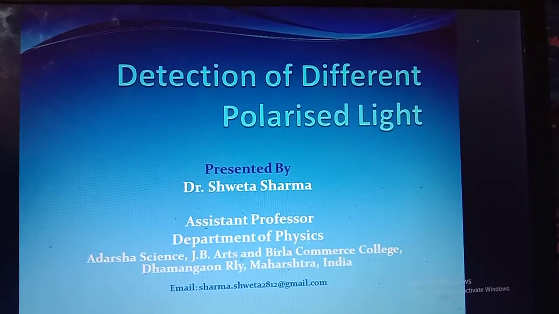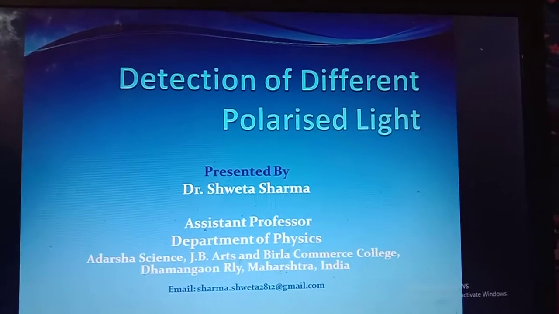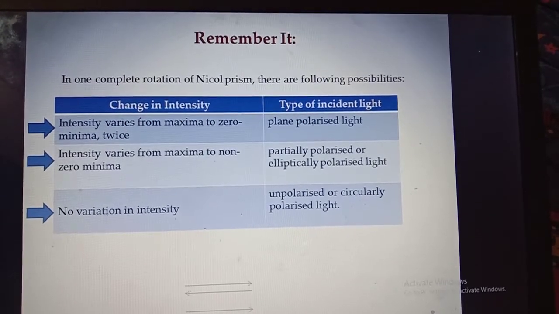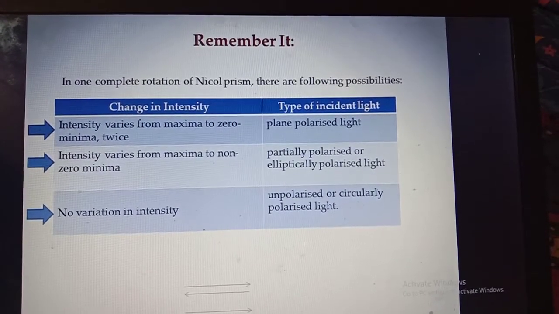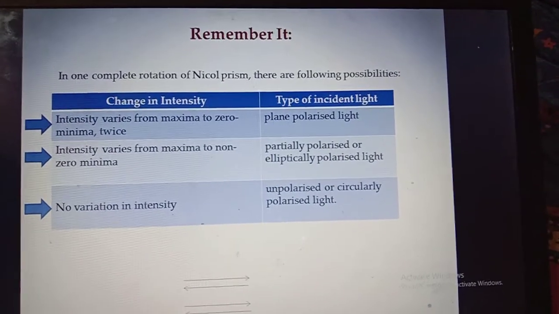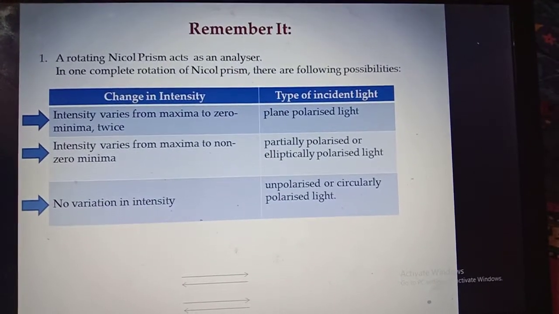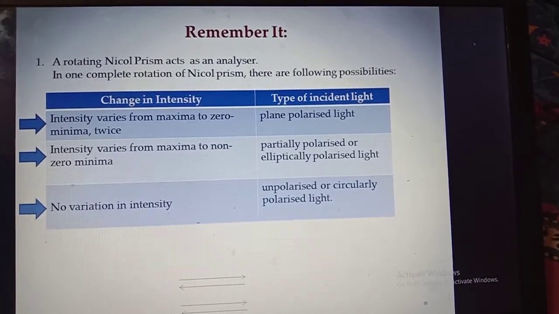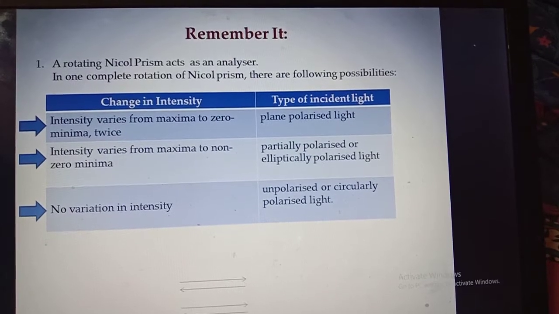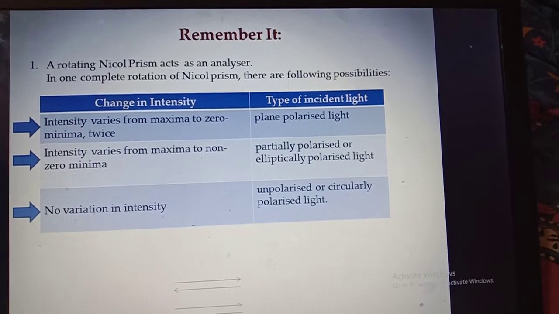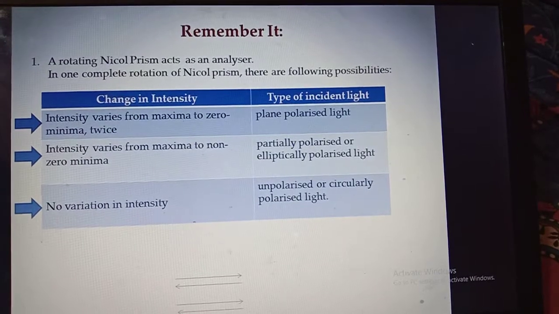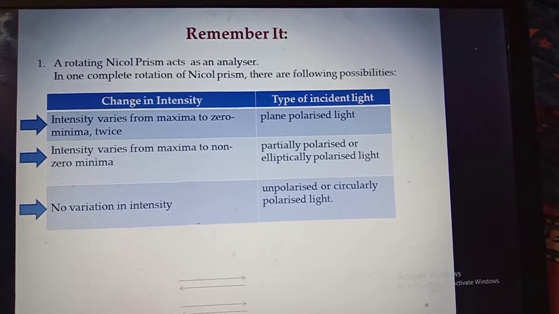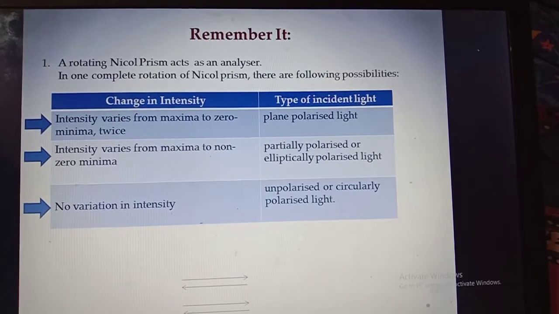Our today's topic is detection of different polarized light. To understand the detection of different types of polarized light, it is convenient to remember some important facts. So the first important fact is that a rotating Nicol prism acts as an analyzer. If we incident any light into the Nicol prism which is rotating, then in one complete rotation of the Nicol prism, the intensity of the emergent light may have the following three possibilities.